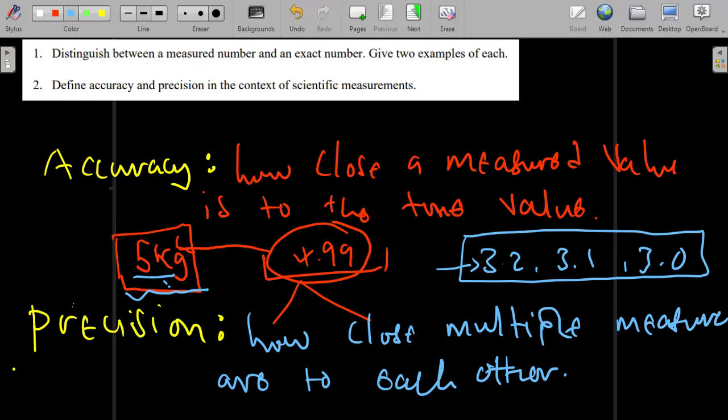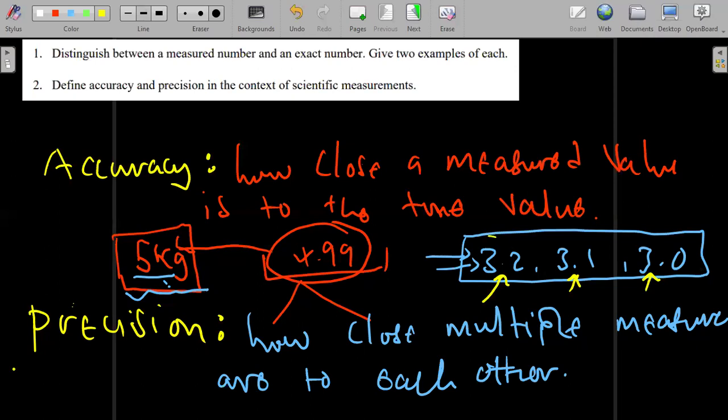In some cases, I've seen students usually get confused. They will give you multiple measurements like this, and then ask you, are these measurements accurate or are they precise? If you are given multiple measurements, you don't judge the accuracy based on one measurement. So what do you do to judge the accuracy? You find the average of the measurements that you've been given.